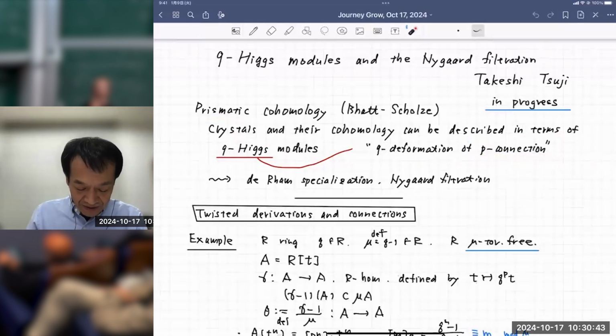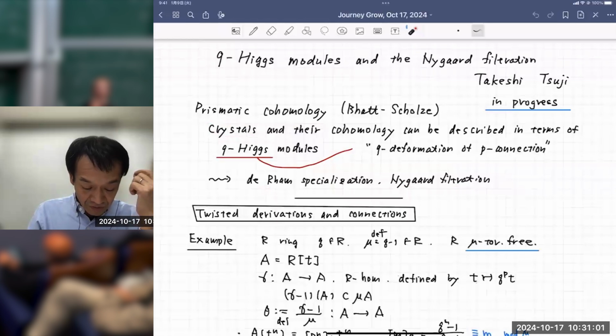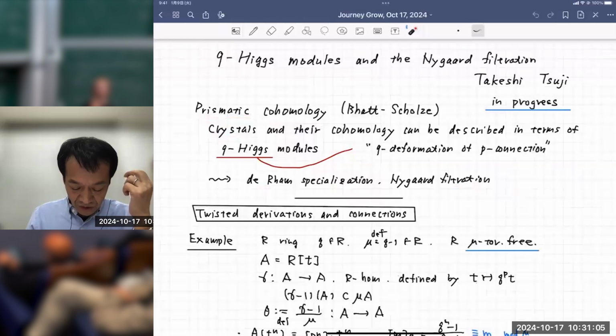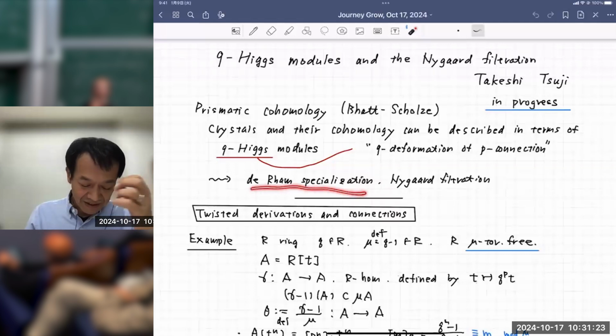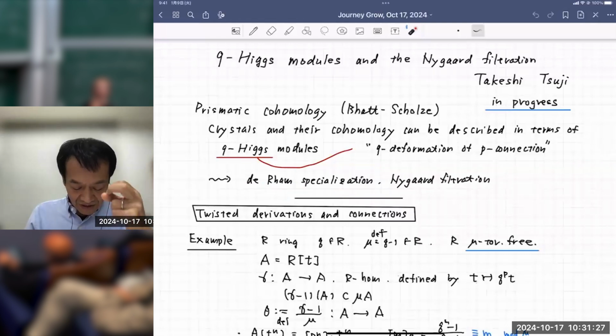In this talk, I will try to explain how this description gives some understanding or computation of de Rham specialization or Nygaard filtration of the prismatic cohomology with coefficients in crystals. If the base of the prismatic cohomology is defined over a q-crystalline prism, which means that the parameter q is given on the base, then some geometric q-Higgs modules appear, and it's relatively easy to compare it with de Rham specialization by taking some reduction modulo an analog of p, a q-analog of p, and so on. But if the base field does not have a parameter q, then by adding a parameter q to the base, we can describe crystals by adjoining some q-derivation with respect to q itself.